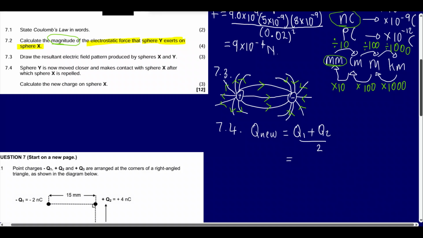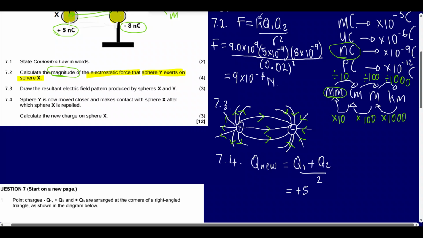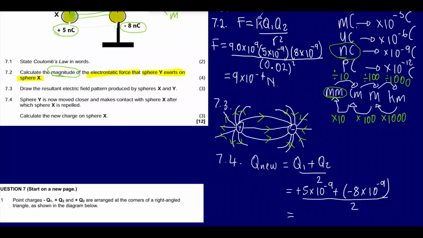And here we can choose to add the two charges. But remember, we must substitute the charges with their signs. You see that it's a positive charge here, positive 5 times 10 to the power of -9. And then we're adding this with a negative charge, which is -8 times 10 to the power of -9, all over 2. And what is the answer here?